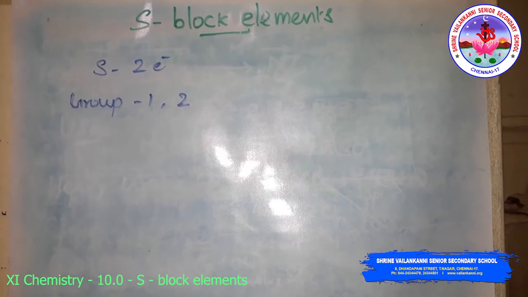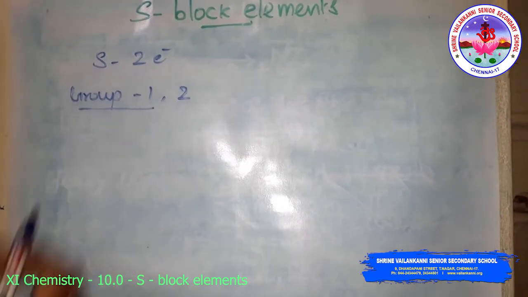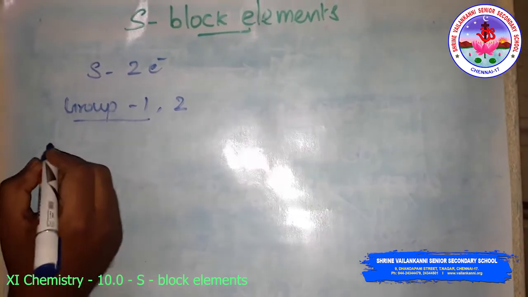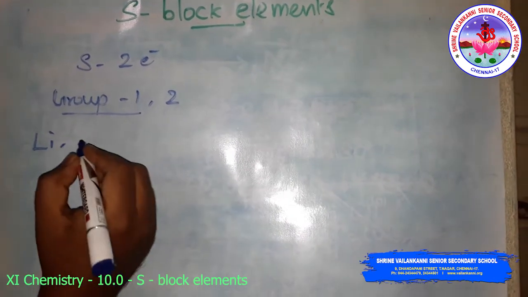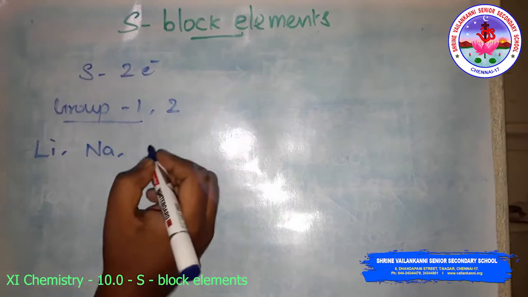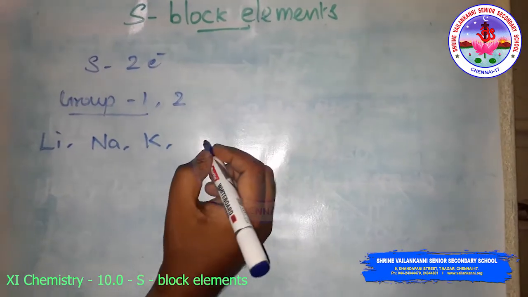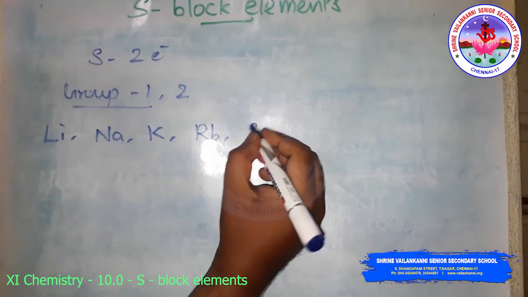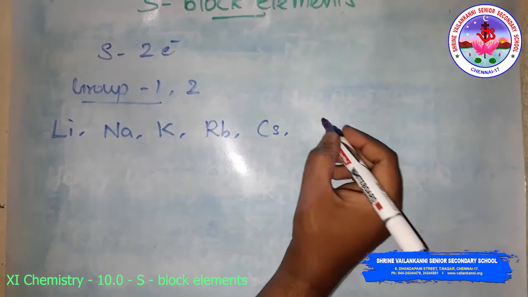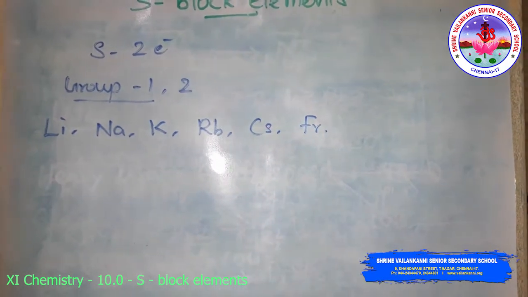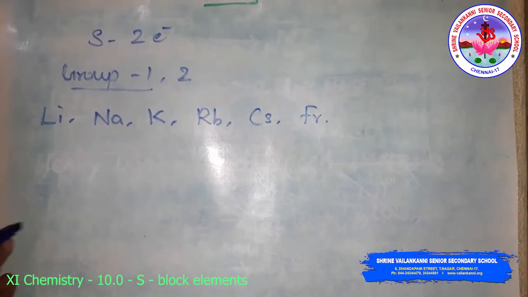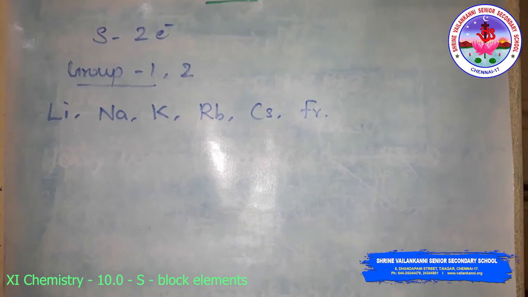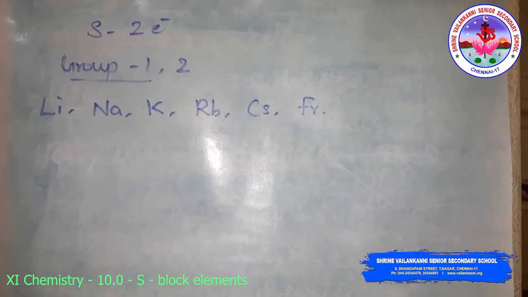First we will discuss the group 1 elements. The group 1 elements contain lithium, sodium, potassium, rubidium, cesium and francium. These are called group 1 elements, and they are also called alkali metals.